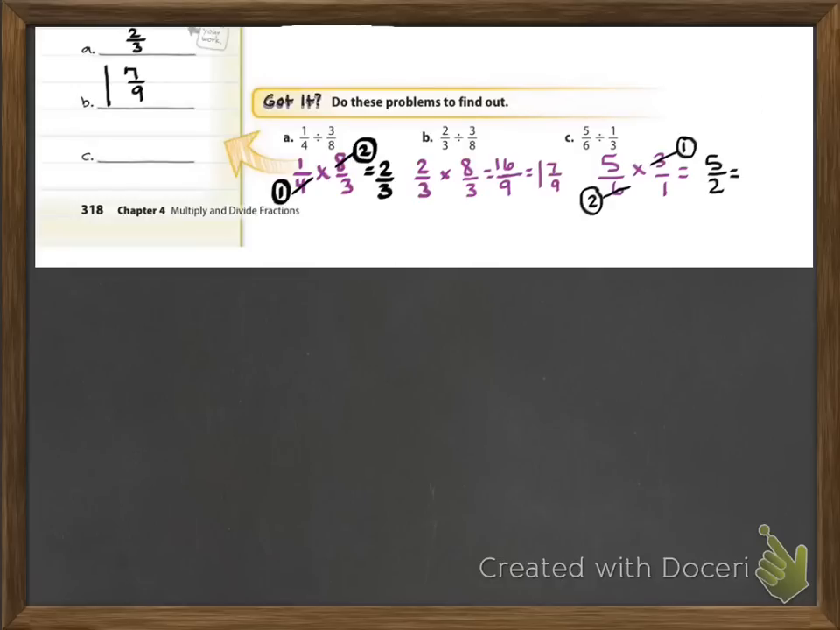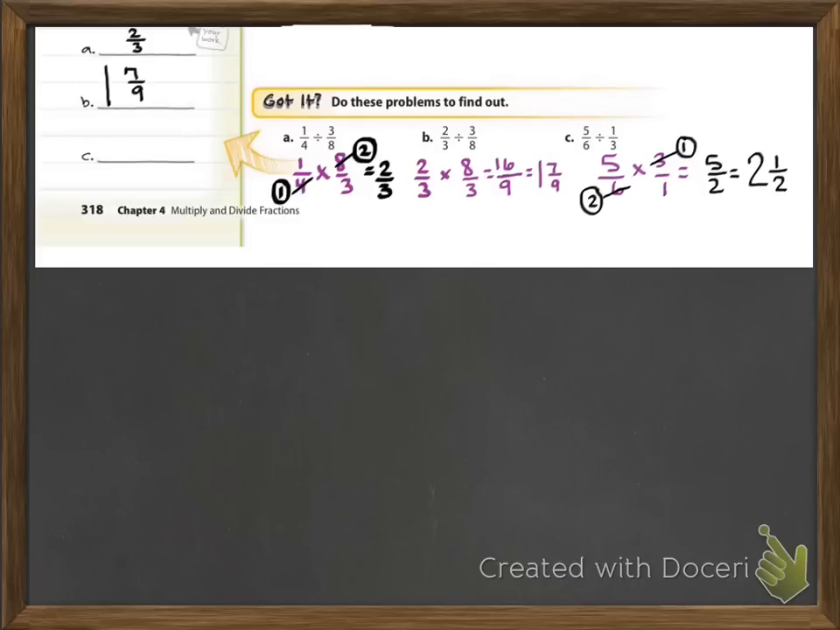And remember, the last piece is to change this back into a mixed number. 2 goes into 5 two whole times, because 2 times 2 is 4. We have 1 left over from that 5 we originally had as our numerator, and we have 2 on the bottom, because we keep the denominator the same.